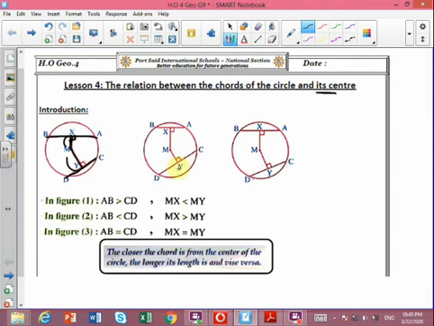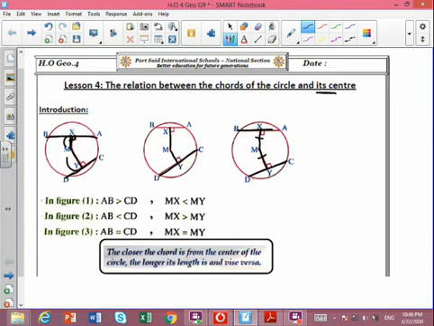Okay, in the other example, if I have AB smaller than CD, you can notice here that the distance between the center and this shorter chord is greater than the distance between the center and the longest one. So if AB is smaller than CD, then MX is greater than MY. What about if the two chords are equal? Excellent. So this means that the distance between the center and the two chords are also equal.